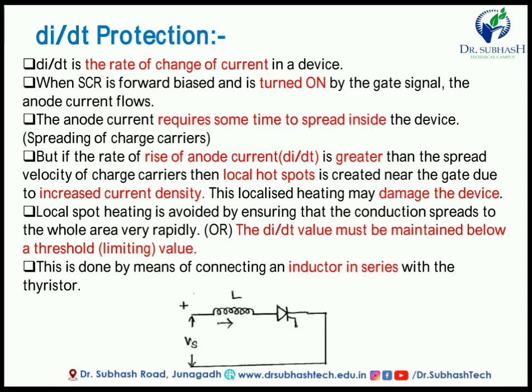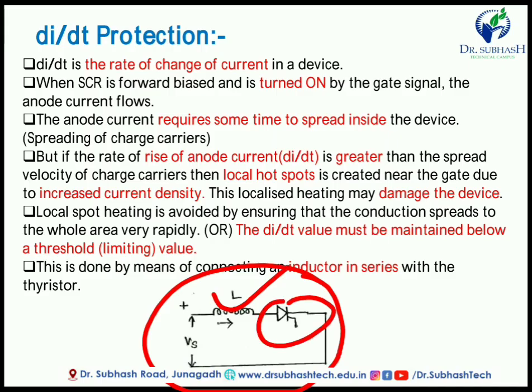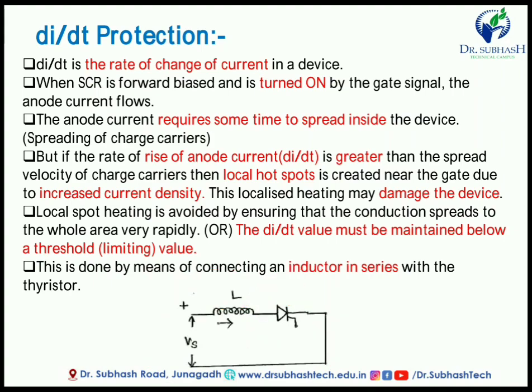This is done by connecting an inductor in series with the thyristor. Friends, this is the circuit for the protection of SCR. Here inductor L is connected in series with SCR because an inductor does not allow the current to change suddenly. Means a small current will start to flow in the SCR, then it increases step by step. So the inductor is required to protect the SCR, and it protects using the di/dt circuit. We can say that this is the di/dt protection, and we have to keep the current value below the threshold value. So we can protect the SCR with di/dt protection.